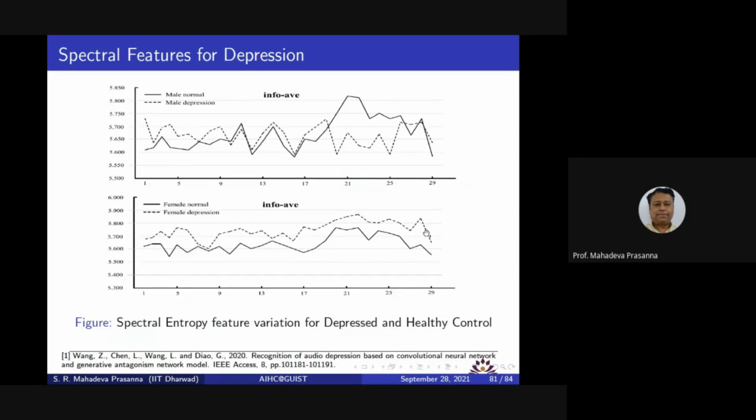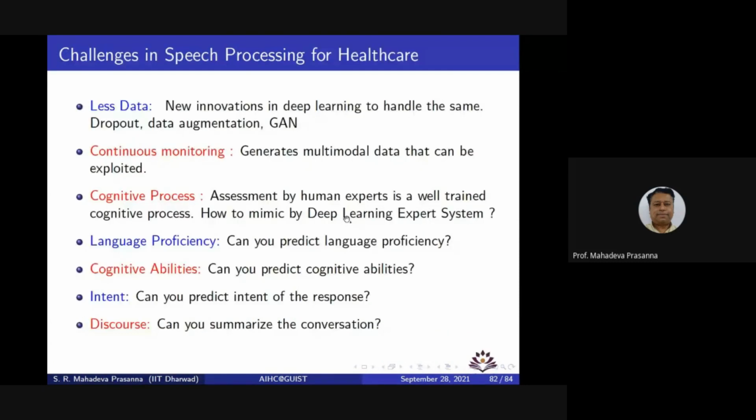Even this variation has been shown for a female normal subject, across the subjects, this is the feature variation, whereas for the depressed person, it is much higher. So that way, all these cues are available.